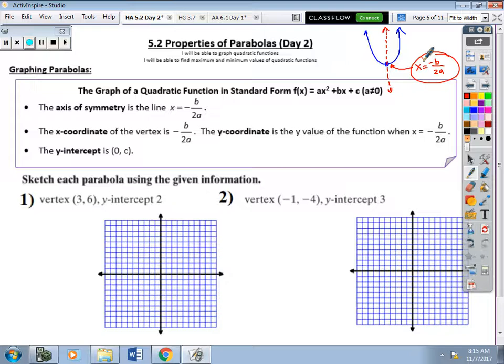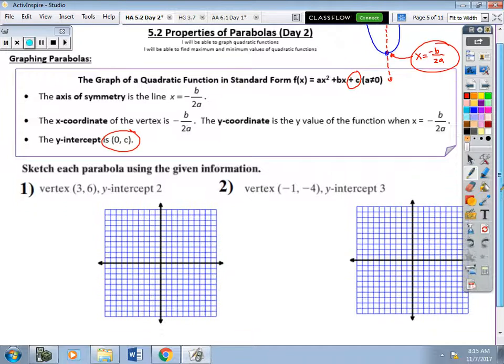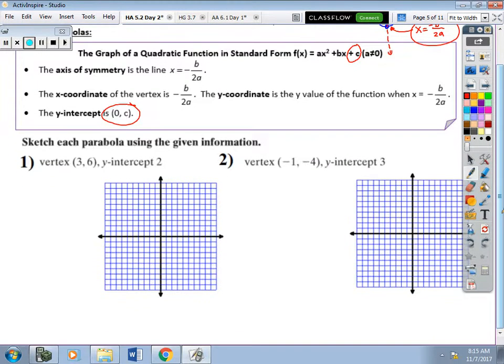That's also the x-coordinate of the vertex. Remember, the y-coordinate of the vertex is found by taking whatever you get and plugging it into the function. The y-intercept, remember, is always (0, c), where the c variable is the constant at the end of the quadratic. So the first 2 questions just ask us to sketch each parabola using the given information.